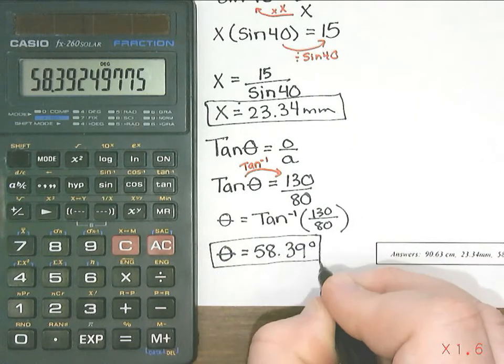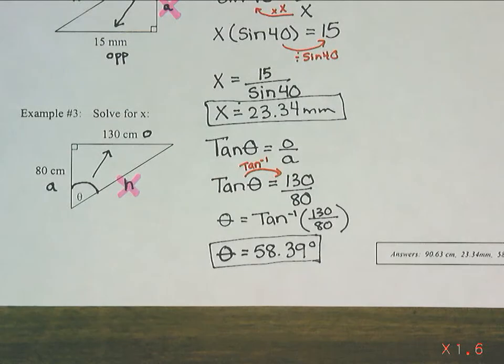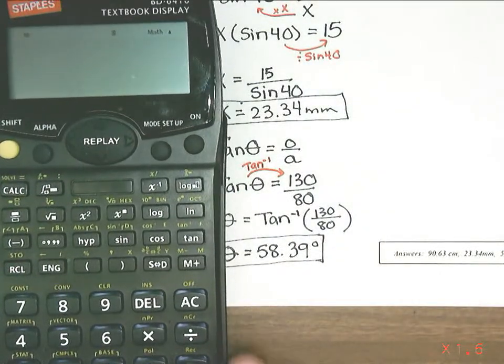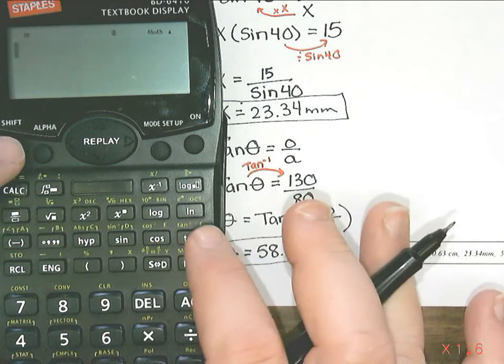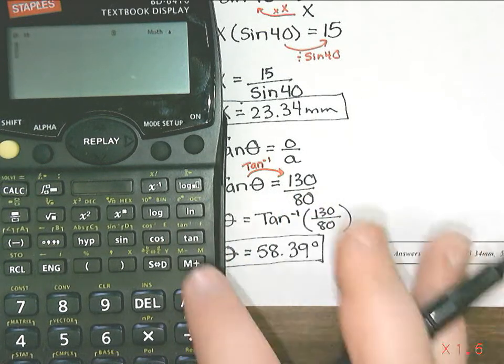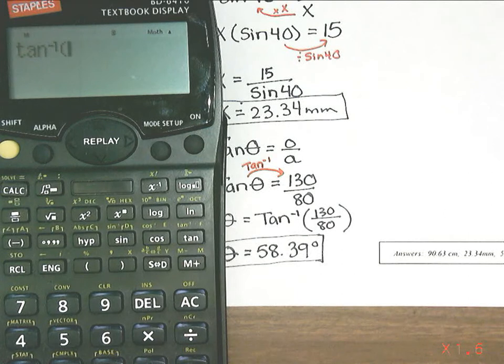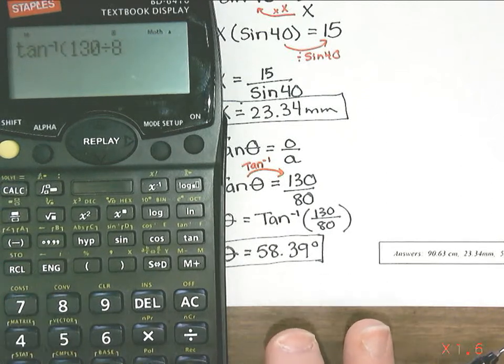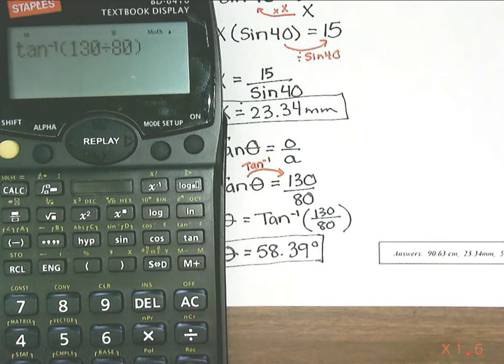If you have a calculator where you do see what you type in on the screen, I would start by typing in second and tan, and then make sure there's a bracket. If there isn't one, you need to put one in. 130 divided by 80. Close your bracket, hit equals, and I get the same answer.